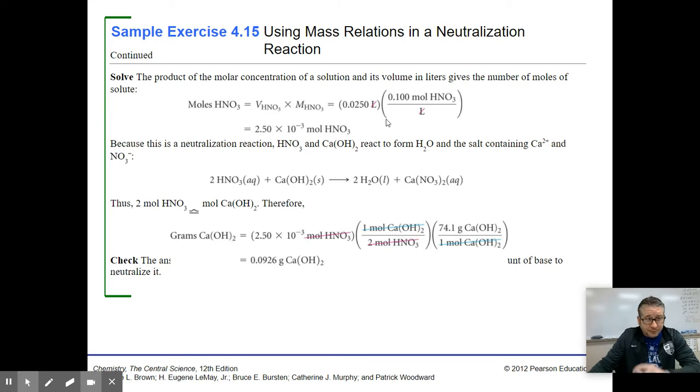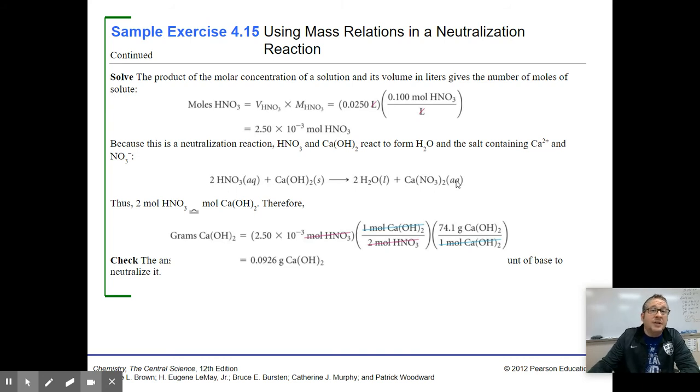And again, they've converted the volume of 25 milliliters to liters. And they come to find out they have 2.5 times 10 to the negative third moles of HNO3. So in order to go from moles of A to moles of B, and B is again our calcium hydroxide, we have to have a balanced chemical equation.